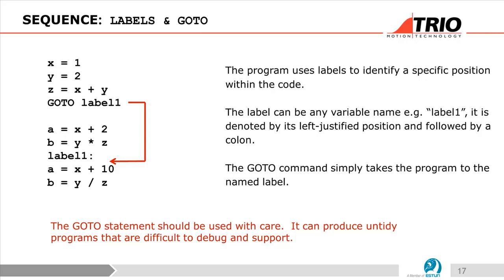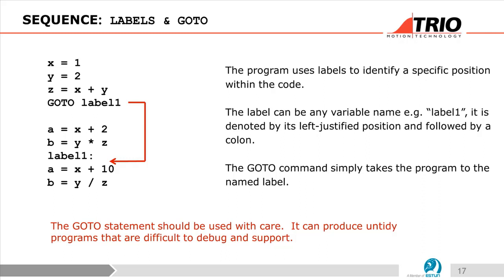It uses a label to identify a specific position in the code. Let's say, for example, you put datum and then a semicolon. Then at the next code you say, now go to datum. It will execute that particular datum command, that particular subroutine. So the go to command simply takes the program to the named label.